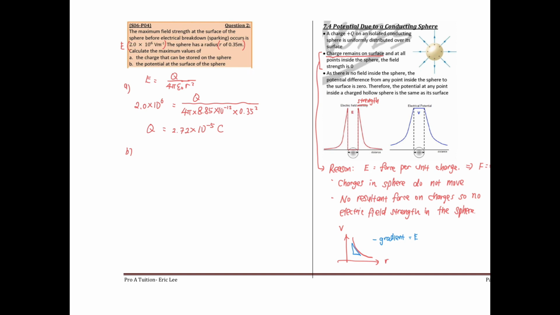Now B, the potential at the surface of the sphere. We use V equals Q over 4 pi epsilon naught R: 2.72 times 10 to the negative 5 over 4 pi times 8.85 times 10 to the negative 12 times R, 0.35. Then we get 7 times 10 to the power of 5 volt. So we are using the formula straight away for these two questions.